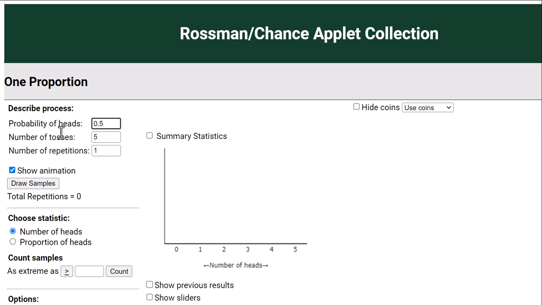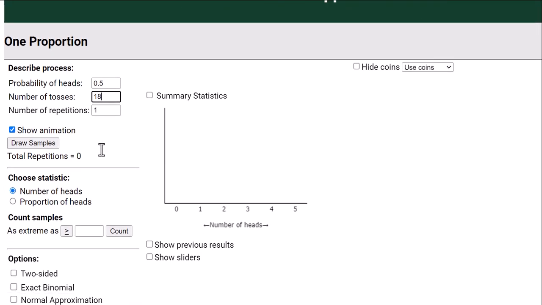So heads is success. I wish it said probability of success instead of probability of heads, but essentially in this applet, heads is considered a success and tails is considered a failure. So for our purposes, choosing Tim is heads, right? That's our success. Number of tosses will be how many people did the survey. There were 18. And then number of repetitions is how many we are going to do? We want to do 10,000.